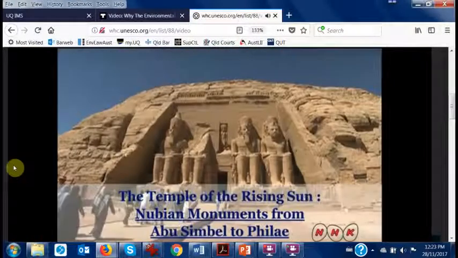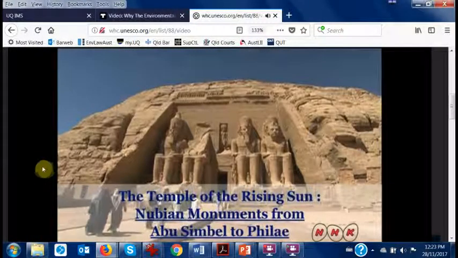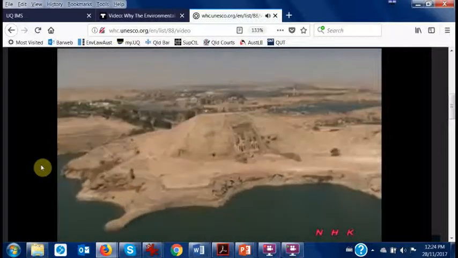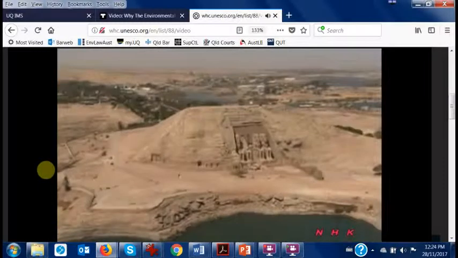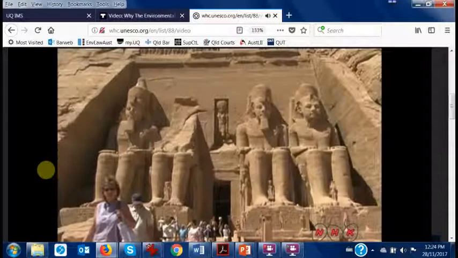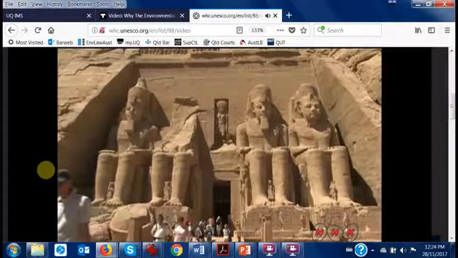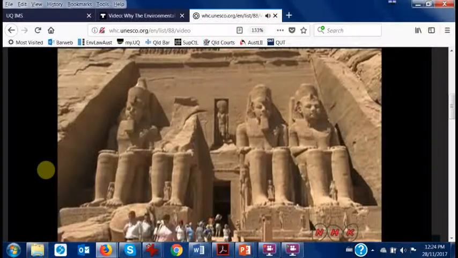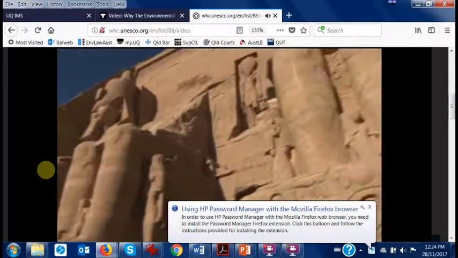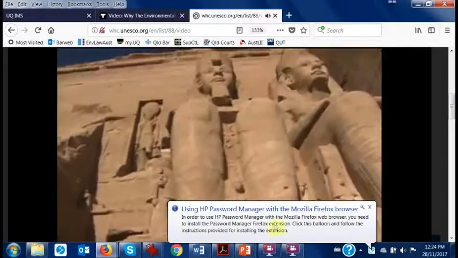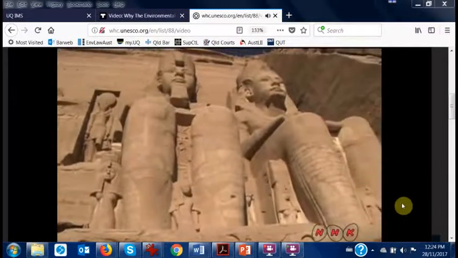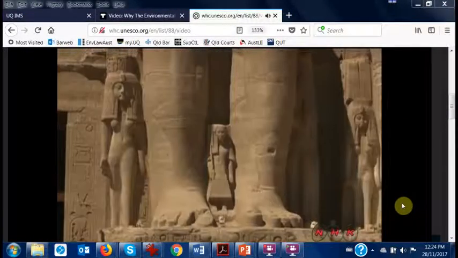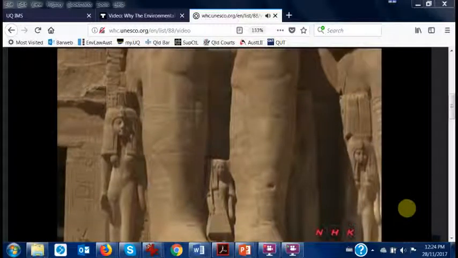Nubian monuments from Abu Simbel to Philae. The Nubian region of the Upper Nile has many ancient Egyptian monuments. The largest is the Great Temple of Abu Simbel. The temple, carved out of a rocky hill, was built by King Ramesses II. Egypt became a very powerful kingdom under his reign during the 13th century BC. He built the temple to show the might of his kingdom to the Nubian people. He'd had difficulty in putting them under Egyptian control.